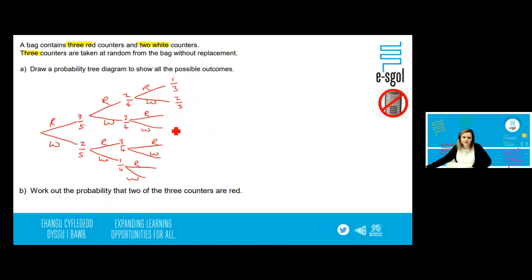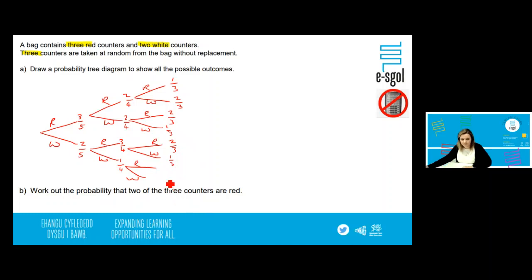On the second section down, you've taken a red on the first one, but then you've taken a white on the second one. So the red is only decreased by 1. So this is now 2 out of 3, leaving you with 1 out of 3 for your white. Next one down means we followed a white and then a red. So 1 of the reds have gone already. So it's now 2 over 3 being left, 1 over 3 there.